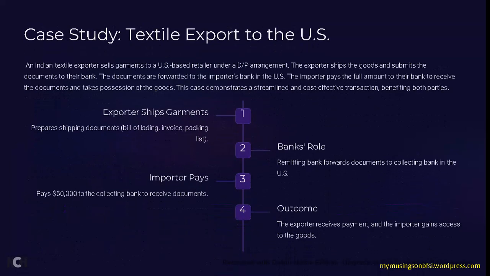Let us look at a case study. Now suppose there is an Indian textile exporter who is selling garments to a US based retailer under a documentary collection DP program. The exporter will ship the goods and submit the documents to their bank. The documents will be forwarded to the importer's bank, called the collecting bank, in the US. The importer or the buyer will pay the full amount and receive the documents.